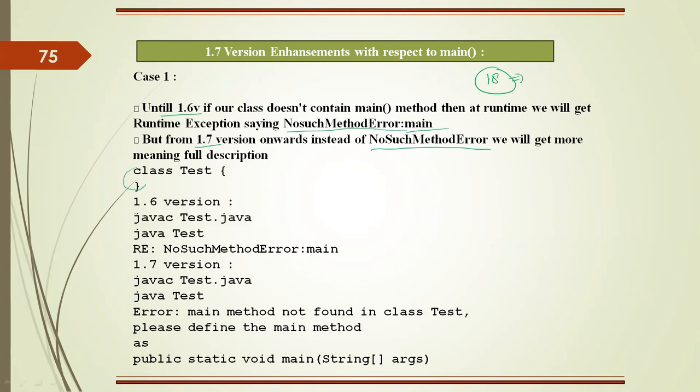If you run this in the 7 version, like in 1.6 and from 1.7 onwards, you will get this message. Like this, we get an error that says to define the main method and gives the syntax of the main method.